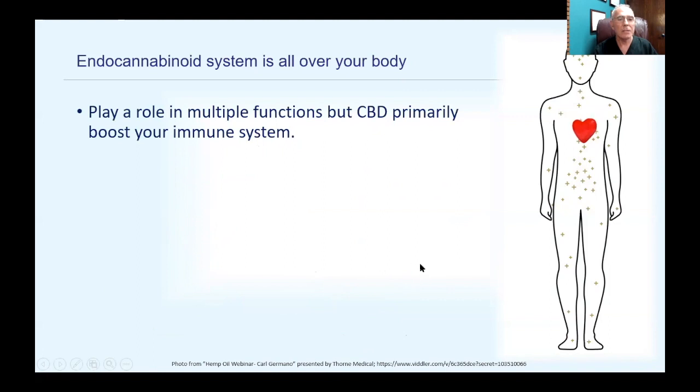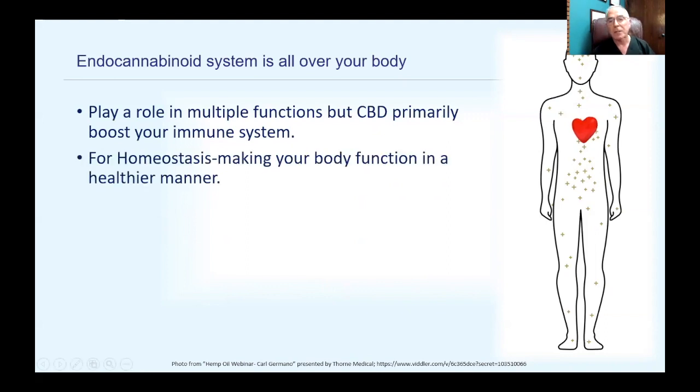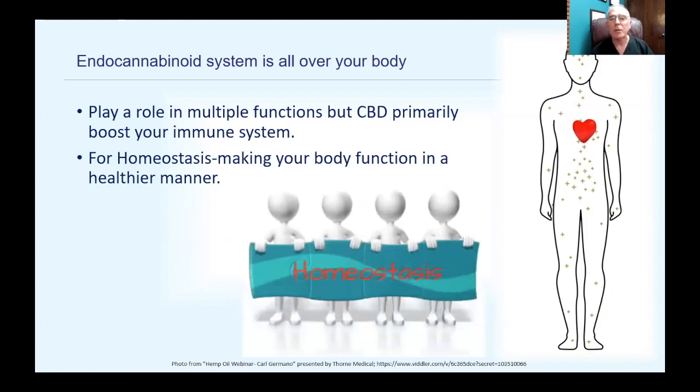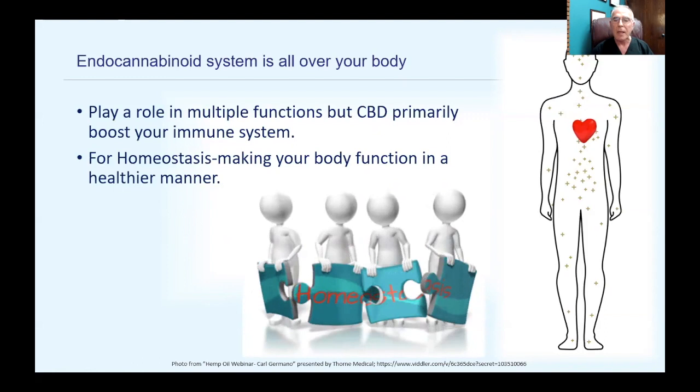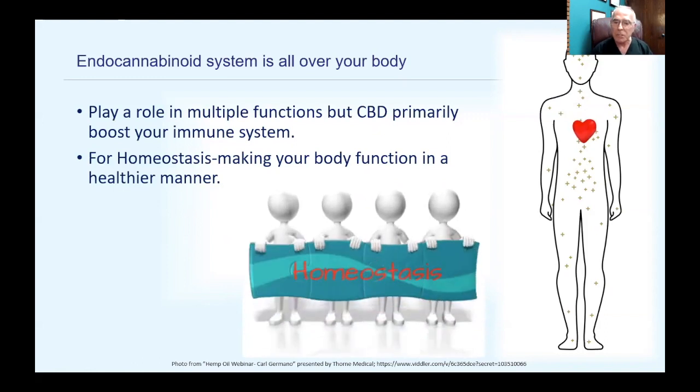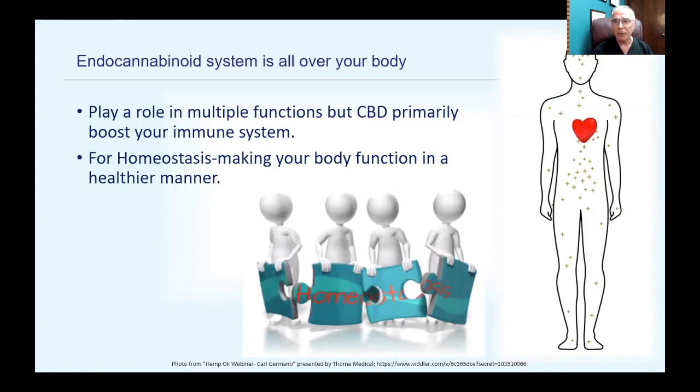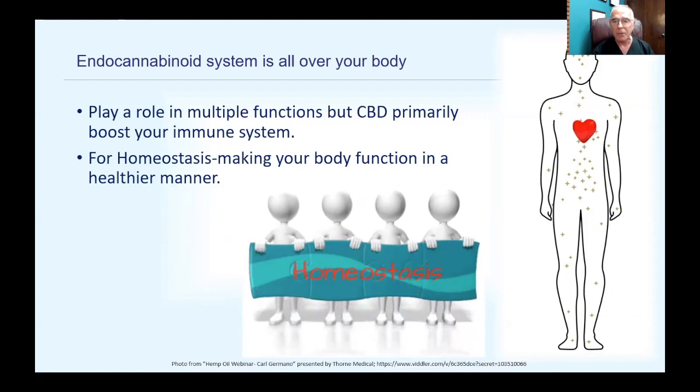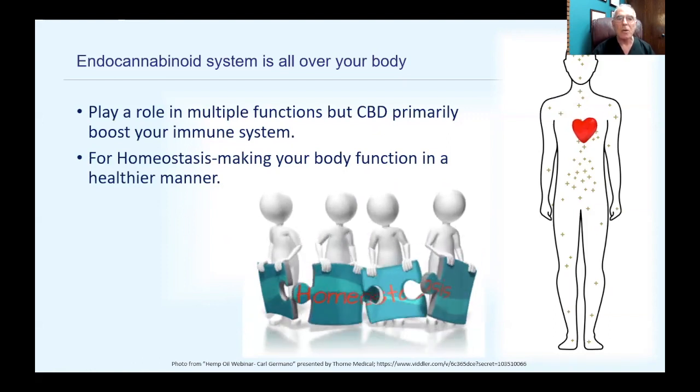So the endocannabinoid system plays a role in multiple functions. But the CBD, the cannabidiol, primarily plays a role in boosting your immune system. That is a system that is essential to protect yourself from a lot of different things that come at your body and can harm you. We'll talk more about this. But for homeostasis, we want your body to function in the healthiest fashion. And cannabidiol, the endocannabinoid system, helps create that homeostasis, so you have better function in your body and a healthier body. You're putting the pieces of the puzzle together to create homeostasis, or a healthier body.